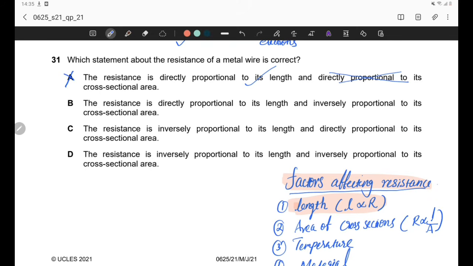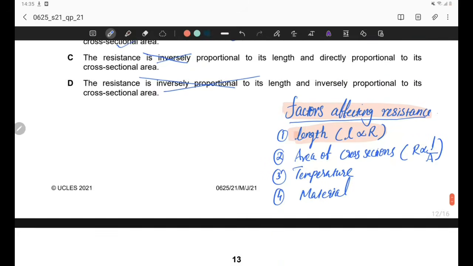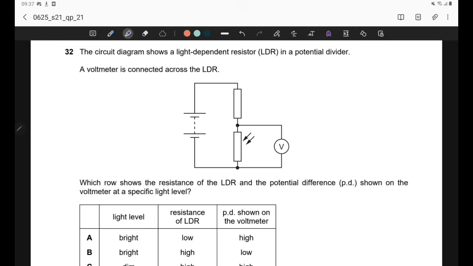Option B says the resistance is directly proportional to its length and inversely proportional to its cross-sectional area. So option B is correct. We can check options C and D. Option C says the resistance is inversely proportional. That is wrong. Resistance is directly proportional. Even in option D it says the resistance is inversely proportional to the length. So the correct answer is option B.